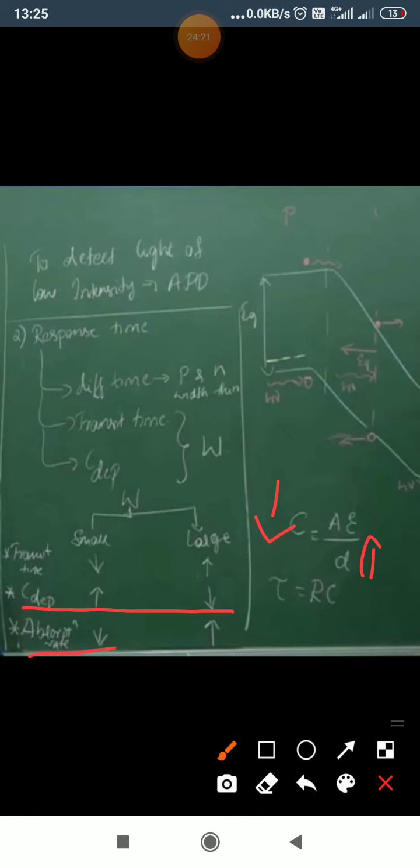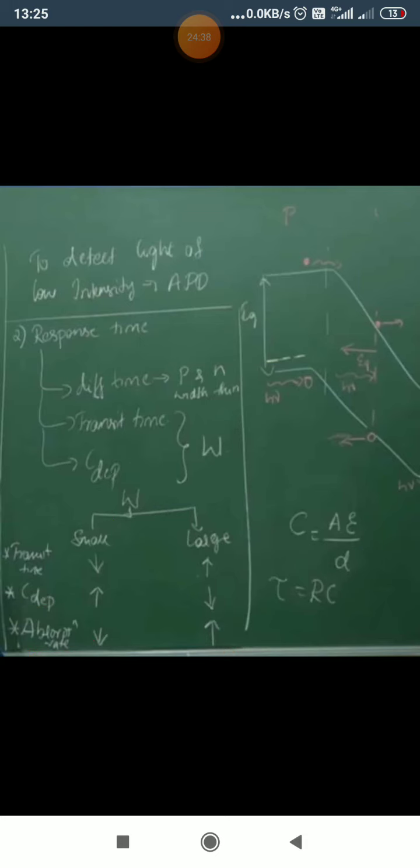And also the absorption rate. This absorption rate depends upon the width also, on how it will absorb the light energy. If the width is small, then the absorption rate is less. If the width is large, then the absorption rate is more. So from this what we can say: if the width is larger, then the transit time is more, the capacitance value is less, and the absorption rate is more. So the advantage is more when the width is large compared to the smaller width of the depletion region.